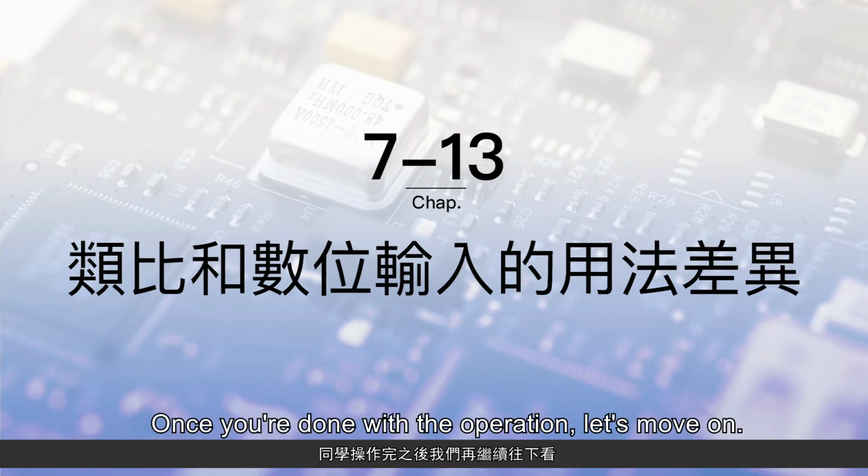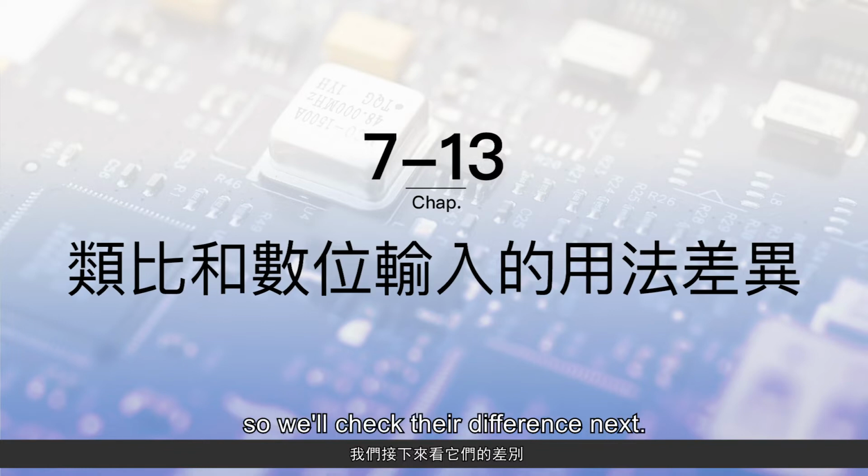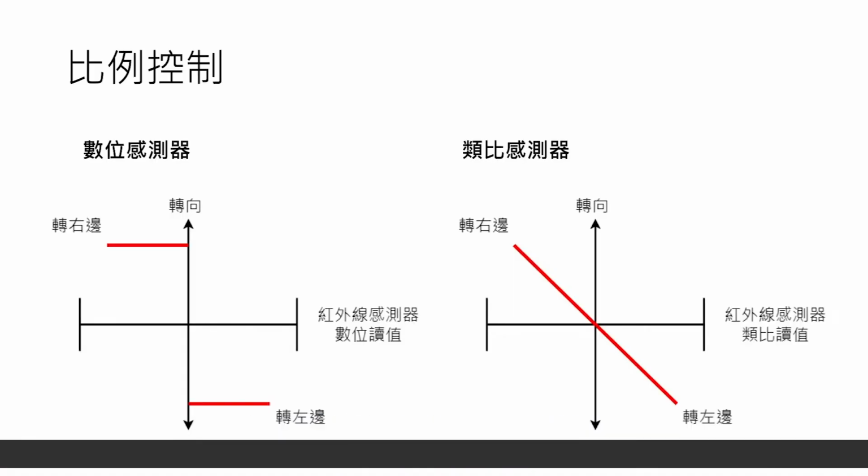Once you're done with the operation, let's move on. What we'll see next is a difference in the use of analog and digital input. The reading has already been sent in, so we'll check the difference next. Let's take a look at this picture. We'll have a brief explanation.